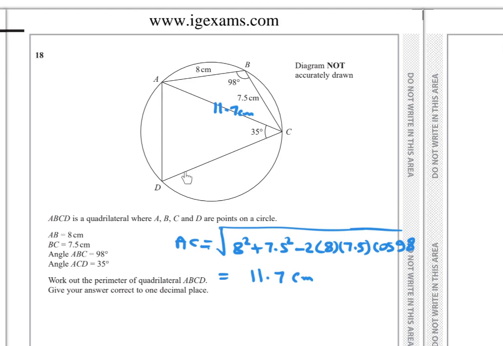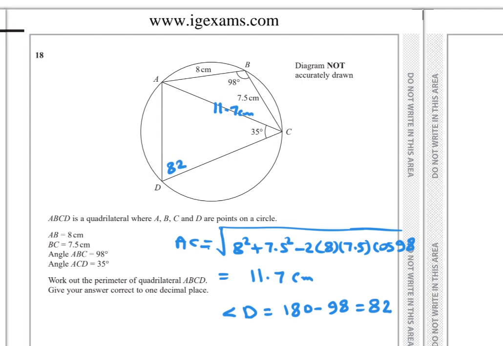Because ABCD is a cyclic quadrilateral, we can find this angle, since opposite angles in a cyclic quadrilateral sum to 180. So angle D equals 180 minus 98 equals 82. So this angle is 82. Now in this triangle we have one side and two angles.